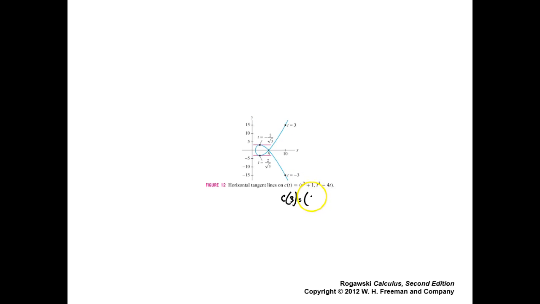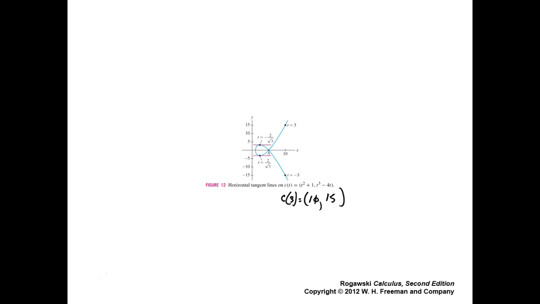9 plus 1 is 10. Second? 27. 27 minus 12 is 15. 10, 15. There's the point that we're dealing with. When t is equal to 3, you're at the point (10, 15). So here's 10, and that looks like 15. There's t equal to 3 right up there. Okay? So we got our point.